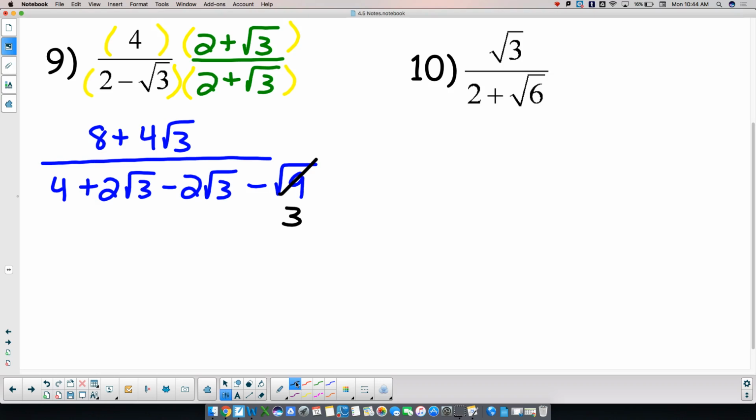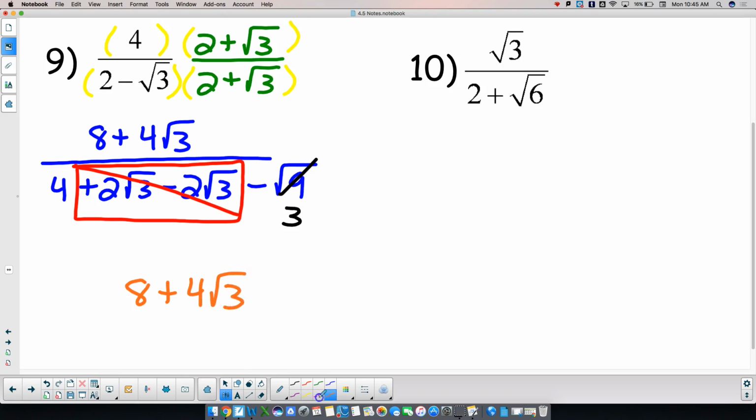The other nice thing about conjugates is these two terms right here cancel each other out. Positive 2 square roots of 3 minus 2 square roots of 3 makes those two terms just go away. So I'm left with, on the bottom, 4 minus 3, which is 1. So this simplifies to just be 8 plus 4 times the square root of 3 over 1, but we don't ever write over 1 in terms of fractions. Okay?